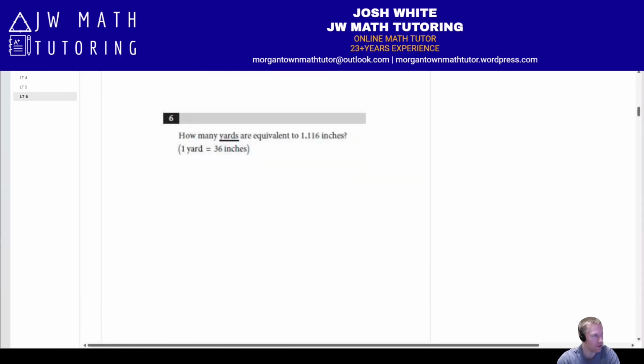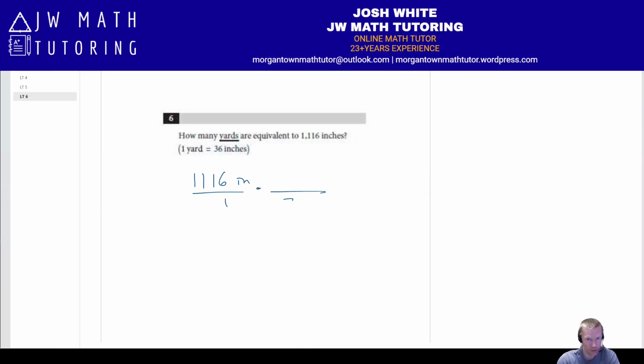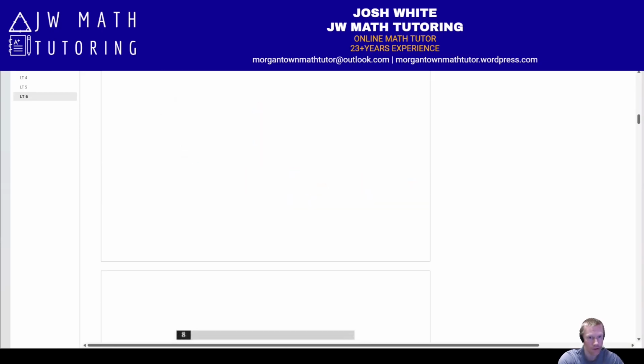Next up is question number 6. It's a basic unit conversion. We're going from 1,116 inches to yards, and they give you the conversion here, which is that 36 inches is equal to 1 yard. So all you're doing here is really just dividing 1116 by 36. The inches cancel out, and the correct answer for this is going to be 31 yards. So 31 is what you would type in, or fill in, for this question.